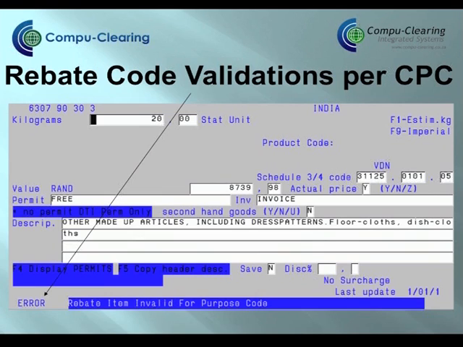But if it is incorrect, we will give you an error and say, sorry, this rebate item is not valid for the purpose code selected.